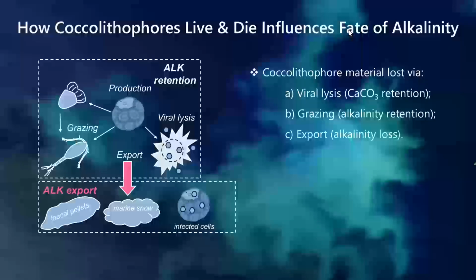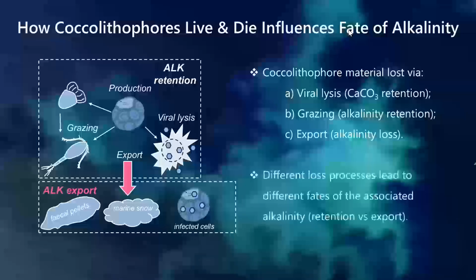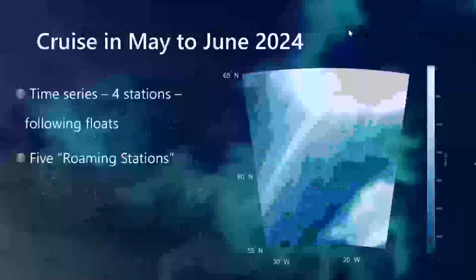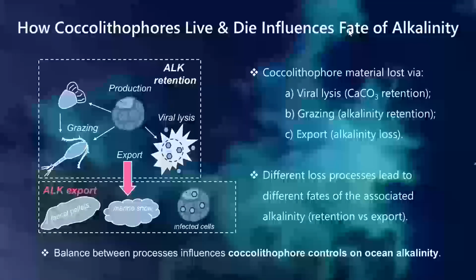But the coccolithophores or the fecal pellets can be exported to depth, so this will have alkalinity loss from the surface ocean. And therefore, different loss processes are going to lead to different fates of the associated alkalinity. And it is the balance of these processes that is going to determine how coccolithophores control ocean alkalinity. And so my part of the project is looking at the production side of things. So I'm interested in seeing what is controlling the production of the coccolithophores.